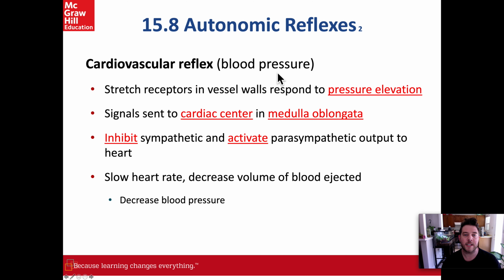Your cardiovascular reflex is to maintain blood pressure. Stretch receptors in the vessel wall respond to pressure elevation. So as your blood pressure increases, the vessel walls are going to be stretched, and the receptors within the vessel walls will detect that stretch. They send signals to your cardiac center and your medulla oblongata, part of your brainstem, to inhibit sympathetic and activate parasympathetic output to the heart. So it's going to slow your heart rate down and decrease the volume of blood ejected, decreasing your overall blood pressure. This is just one thing. Blood pressure has a lot of different effector responses.